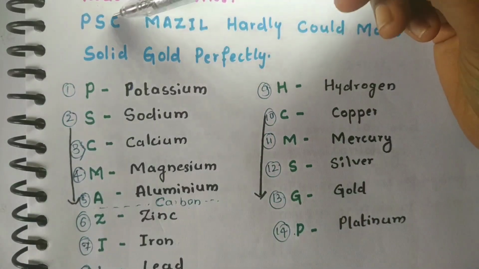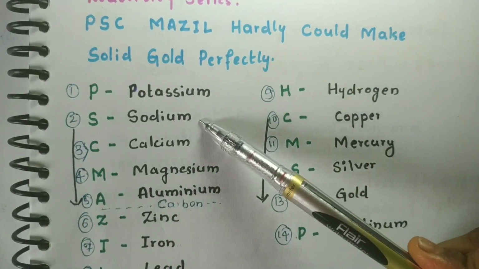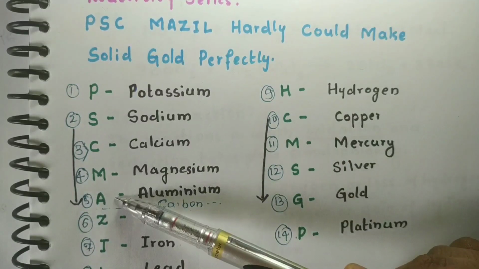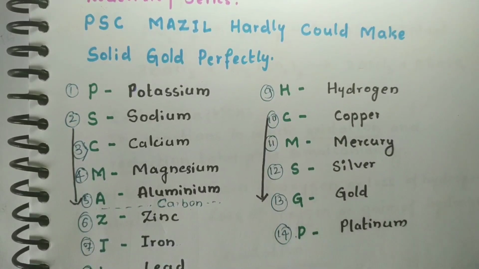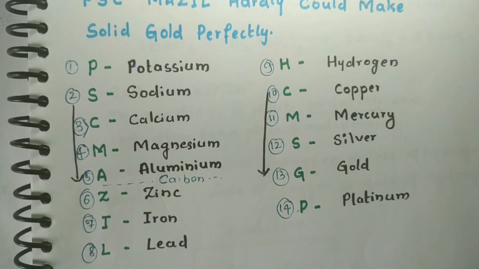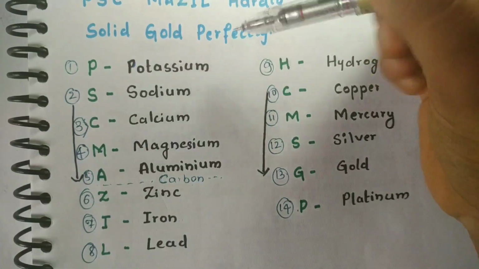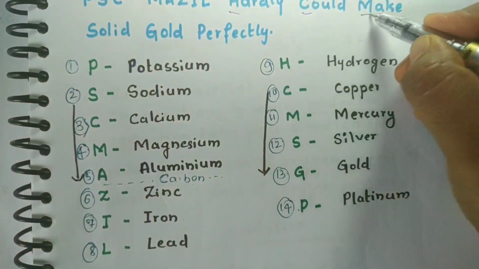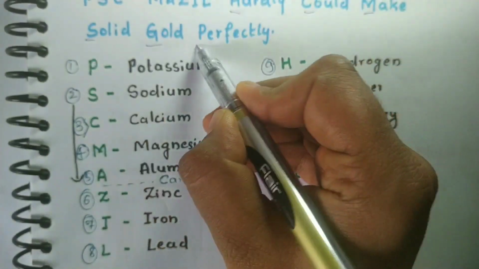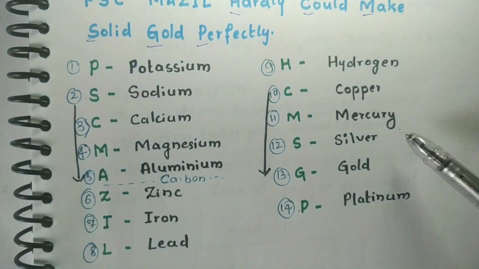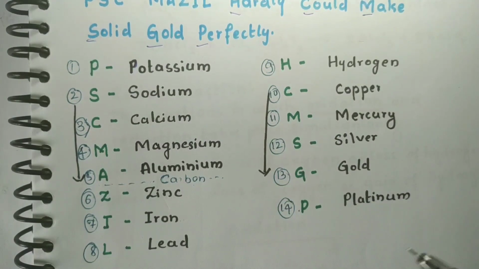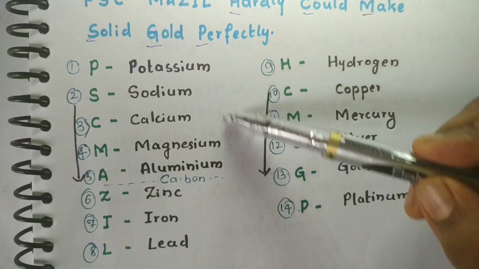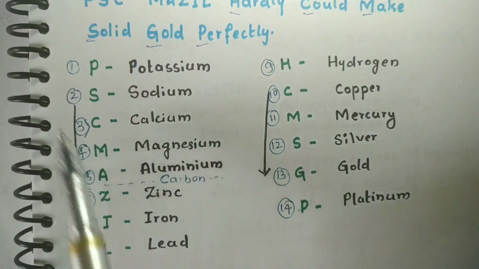Here P stands for potassium, S stands for sodium, C for calcium, M for magnesium, A for aluminium, Z for zinc, I for iron, L for lead, and one letter from each of this should be taken in the next. See, H for hydrogen, C for copper, M for mercury, S for silver, G for gold, P for platinum. As we move from here to here, I have given the numbering here. The reactivity of the elements goes on decreasing as we move from here to here.